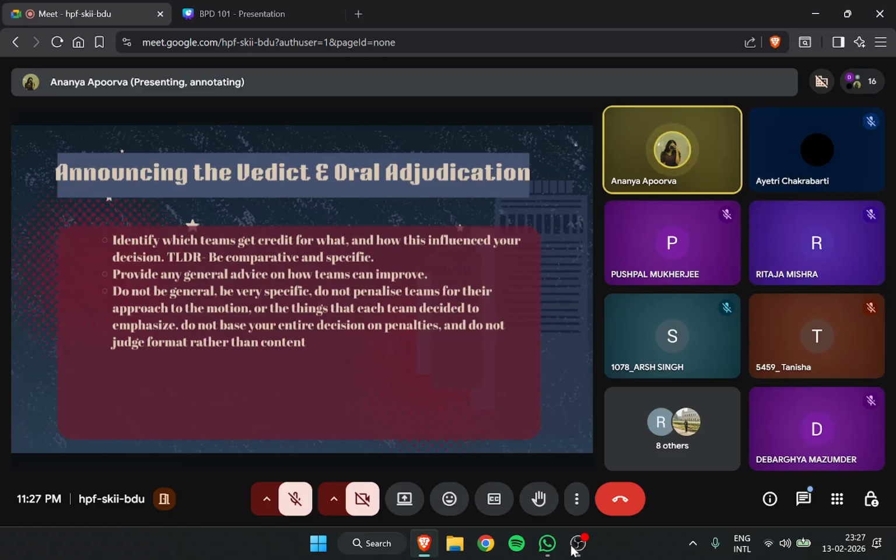And of course, do not judge format rather than content. You need to be very specific about not being biased over any sort of styles that might exist, any sort of accents that might exist. Just be an ordinary intelligent voter and judge them very unbiasedly.